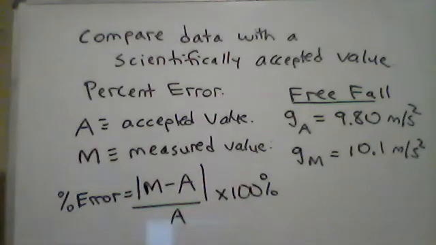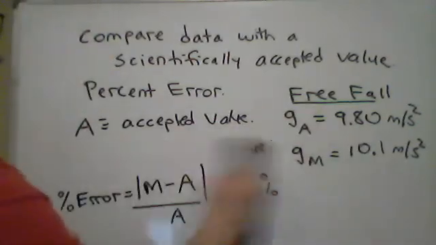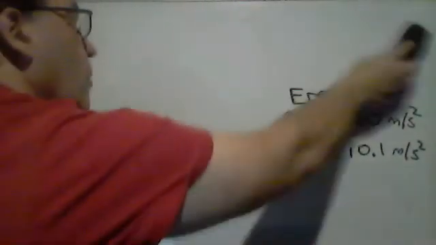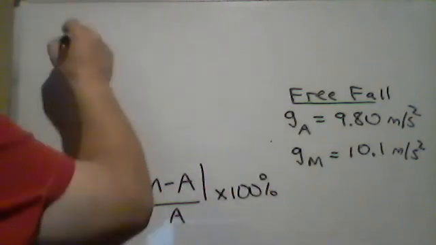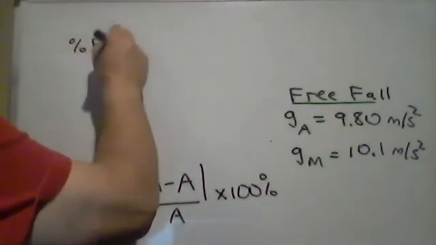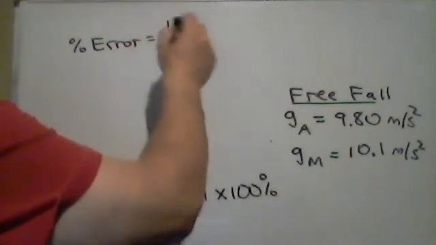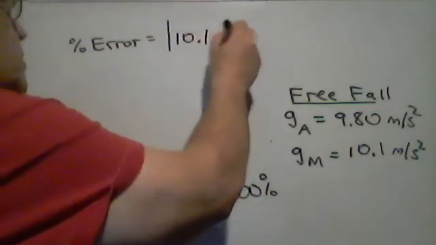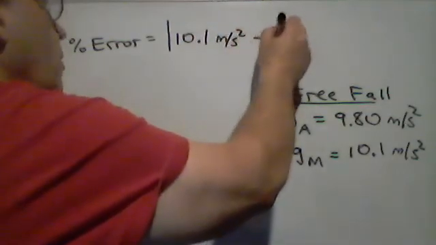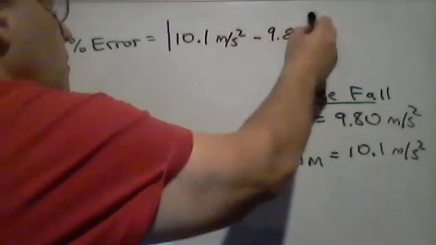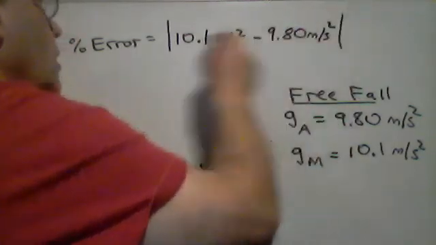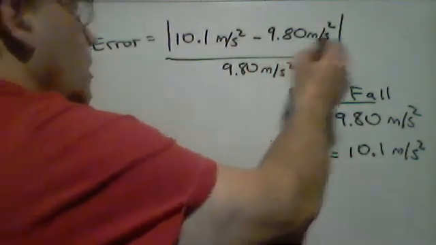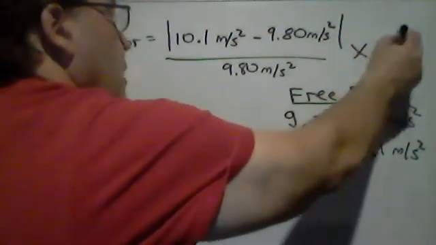So what's that going to be in this example? Kind of give you an idea, something to go by. In this example, we'll say percent error is the absolute value. I haven't done this calculation yet. So 10.1 meters per second squared minus 9.80 meters per second squared, divided by the true 9.80 meters per second squared, times all of this times 100%.